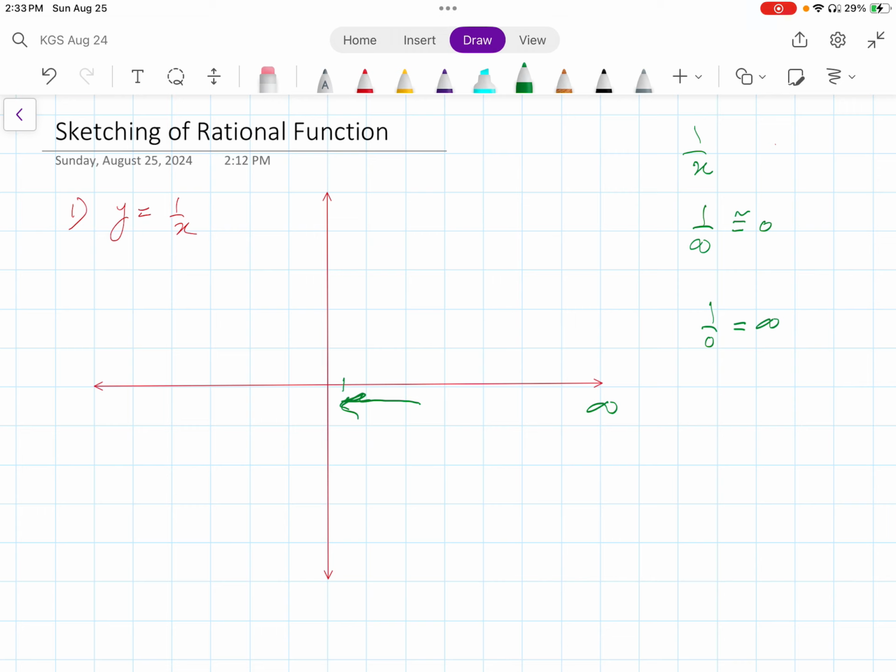So the graph of 1 over x will look like this, since all the y values are positive in this quadrant. Now this green line will always approach the asymptote, it will never cut the asymptote.